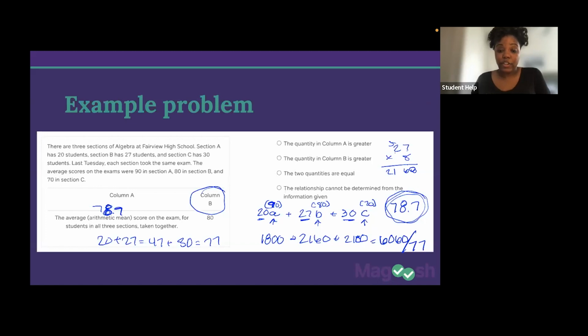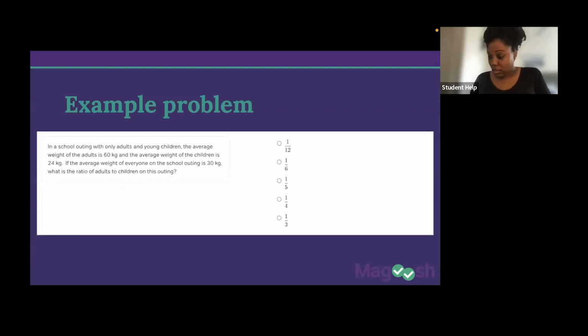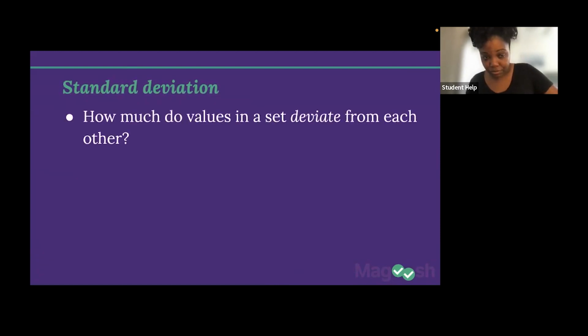So as you can see there, you could do it logically, or you could have done it by the formula. Either way, it ends up working out. All right, let's keep moving. We'll come back to this question and we're going to move on to standard deviation.